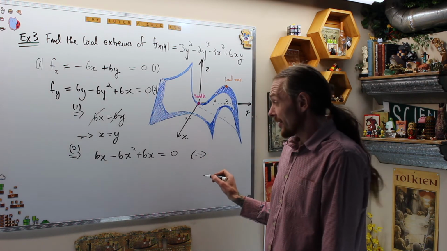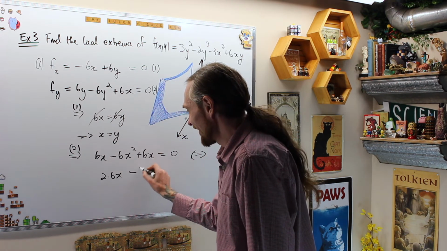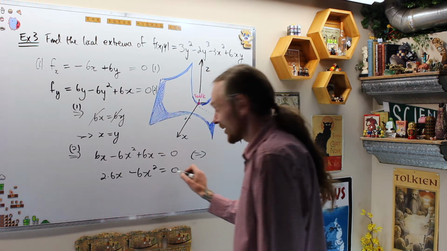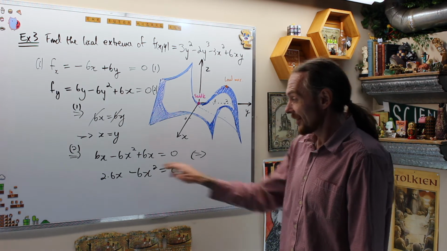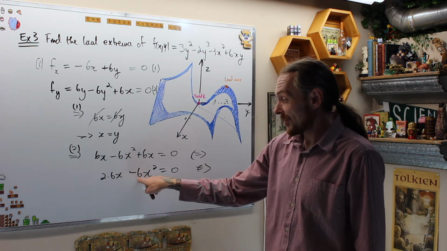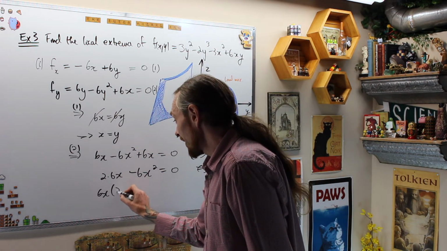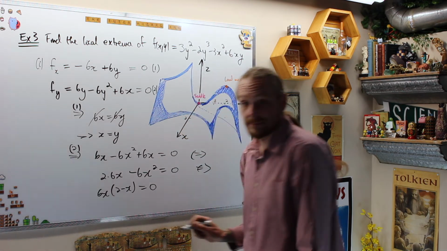I can group these together. That's going to give me 2 times 6x minus 6x squared equals 0. I'm factoring it already in my head. I've got two groups of 6. But what do I have in both terms? I have a 6 in both terms. I have an x in both terms. Factor that out. I have 6x, and then I have 2 minus x equals 0.